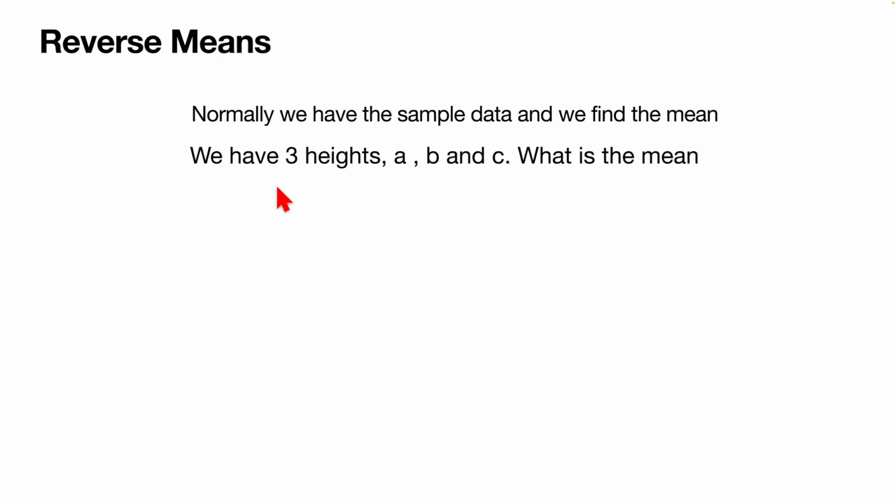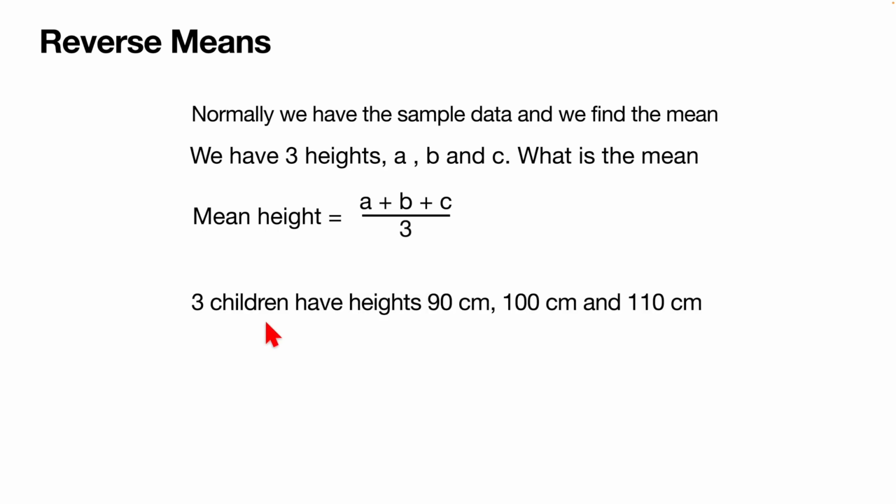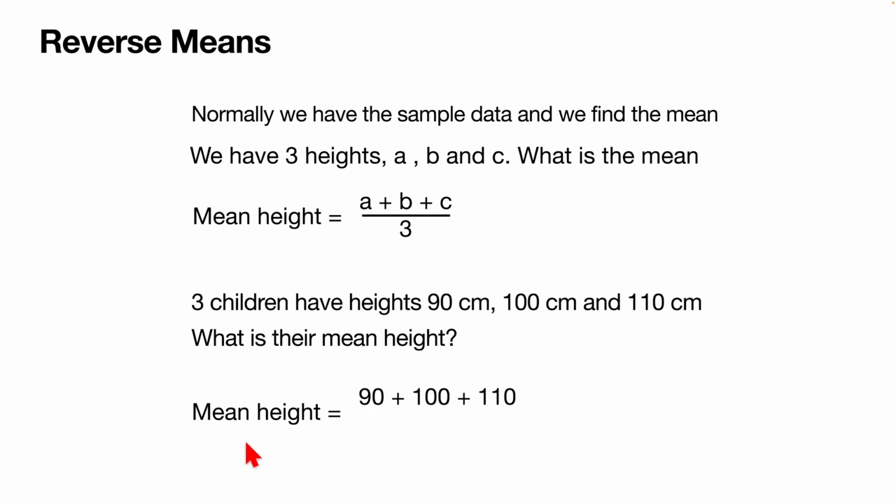So we have three heights, A, B and C. What is the mean? Well, the mean height is A plus B plus C divided by the number in the sample, 3. So that's that. Three children have heights 90 cm, 100 cm and 110. What is their mean height? Mean height is 90 plus 100 plus 110 divided by 3 equals 300 over 3, equals 100 centimetres.